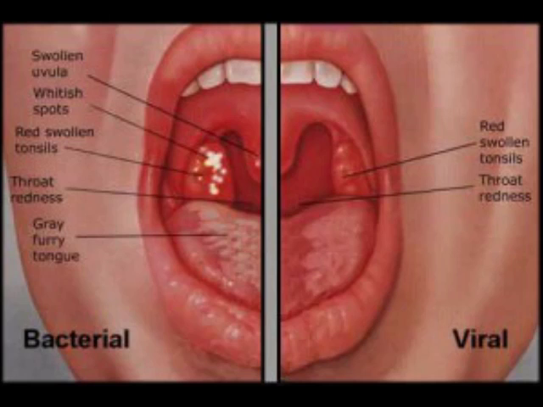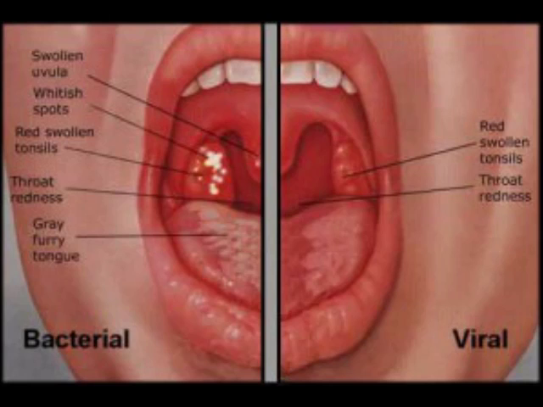Upon physical examination, it is important that the medical provider be able to determine whether or not the patient is suffering from a viral or bacterial infection. This illustration represents the difference between a viral and bacterial case of sore throat. The left side of the illustration represents a bacterial sore throat. Clearly, there are white patches on the tonsils. The tonsils are swollen, and the tonsils are very red. The right side of the illustration represents a viral sore throat. In this case, there are no white patches.